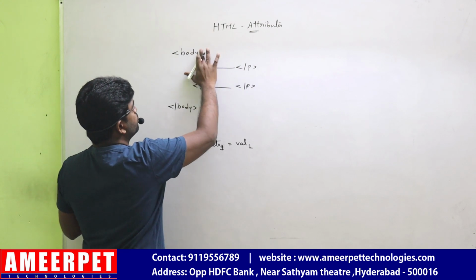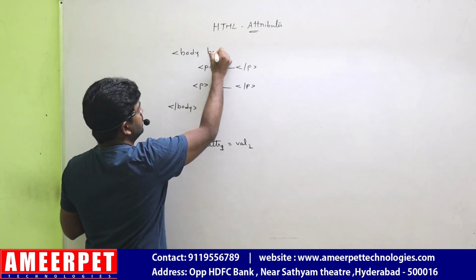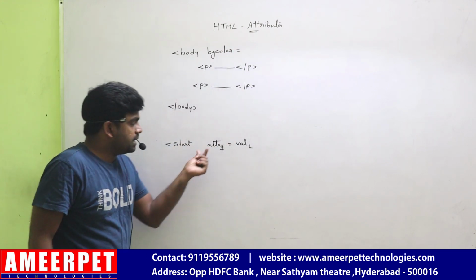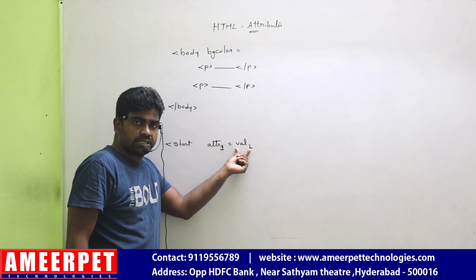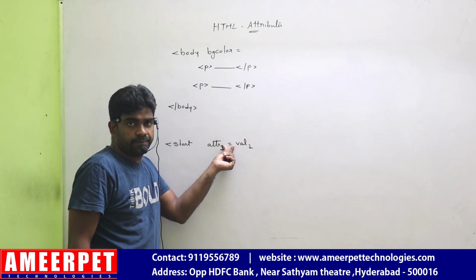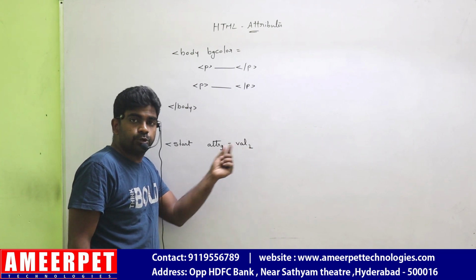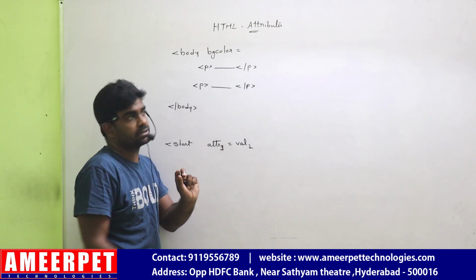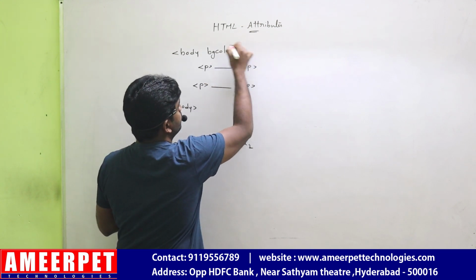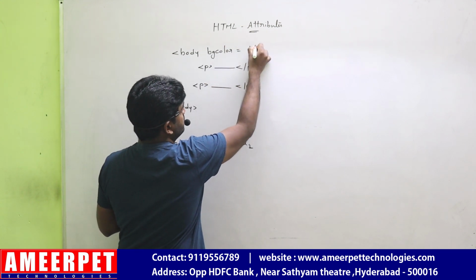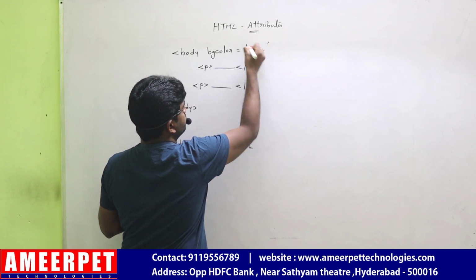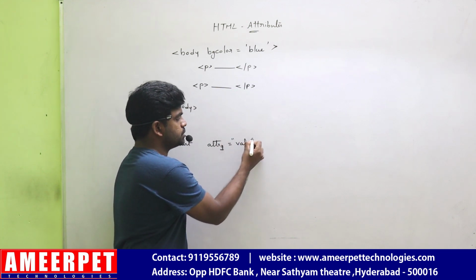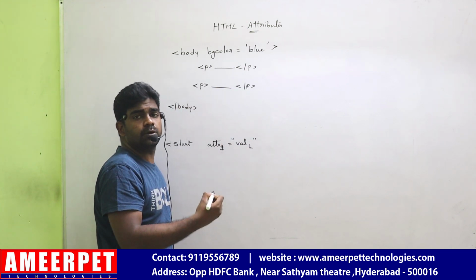Suppose for this body, if you want to give the background color, there is an attribute called bgcolor. Attribute name and attribute value must be separated with an equals sign. And the attribute value you need to represent with either single quotes or double quotes. We have two options. Here this is the value. For the background color, suppose I am giving a blue color. You can specify it with single quotes or double quotes. I will give double quotes, okay. I will give single quotes, okay.